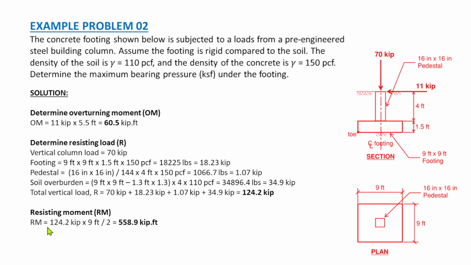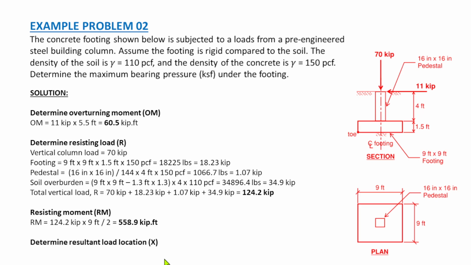The next one is to determine the resisting moment. So the RM is directly the total vertical load times 9 feet, which is the width of the footing, divided by 2. Because all this overburden soil, the weight of the pedestal, and the footings are aligned with the center line of the column, they have only one moment arm, which is 9 divided by 2.